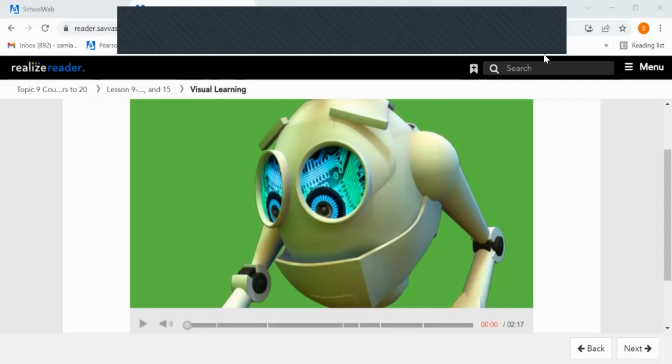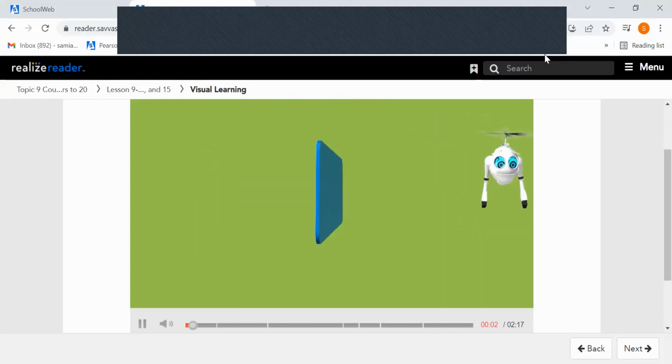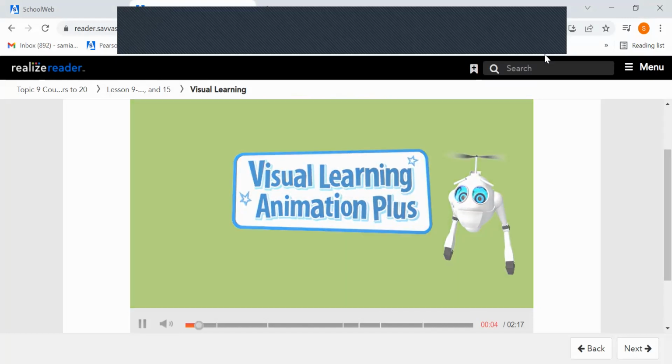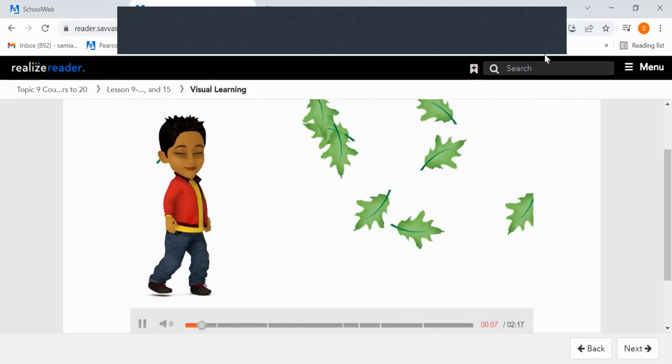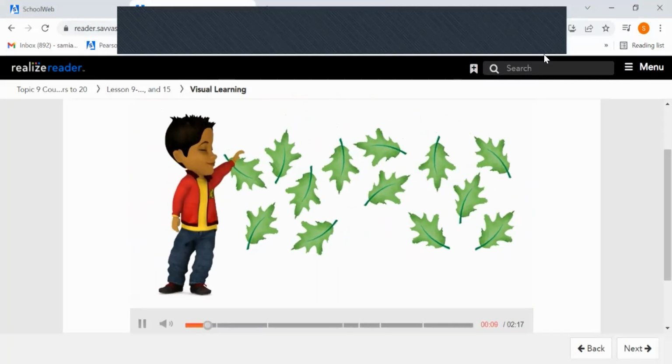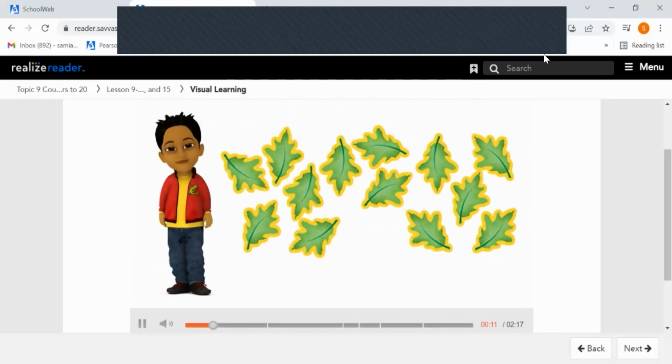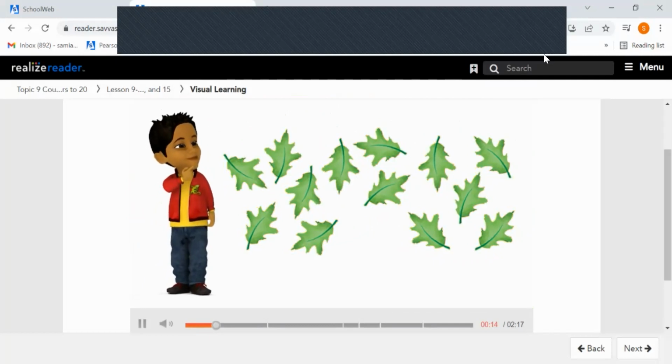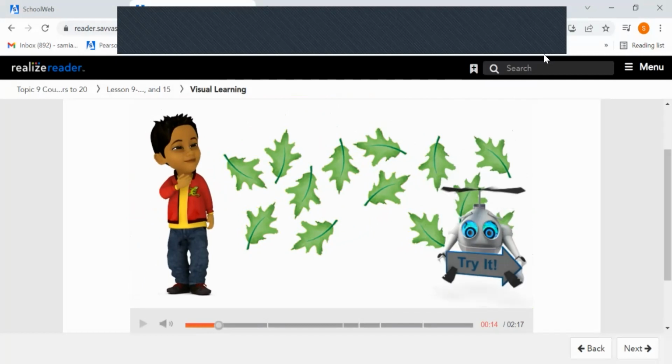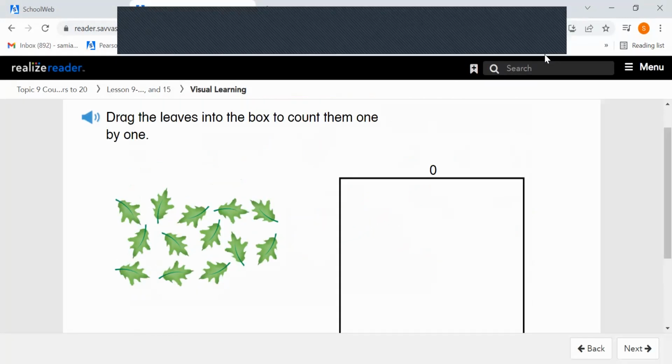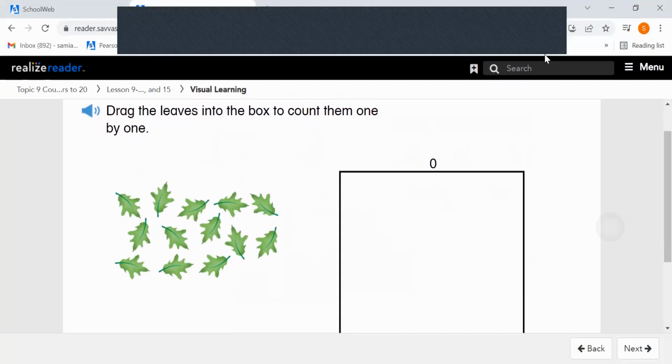All right, let's watch this short video together. What does this picture show? It shows some leaves. How can you tell how many leaves there are? We can count them. Okay, so let's look here. Let's drag the leaves into the box and let's count them one by one.